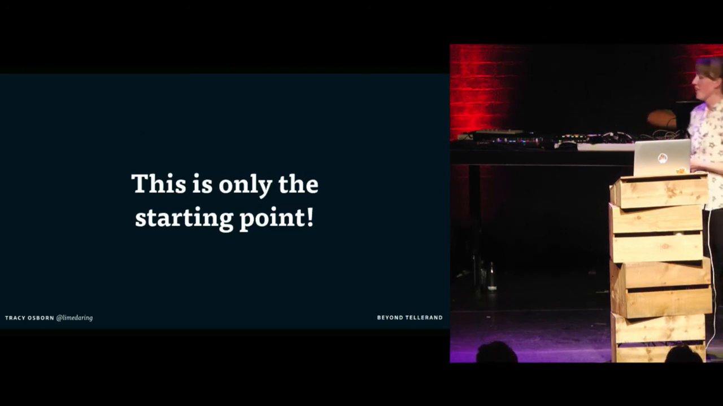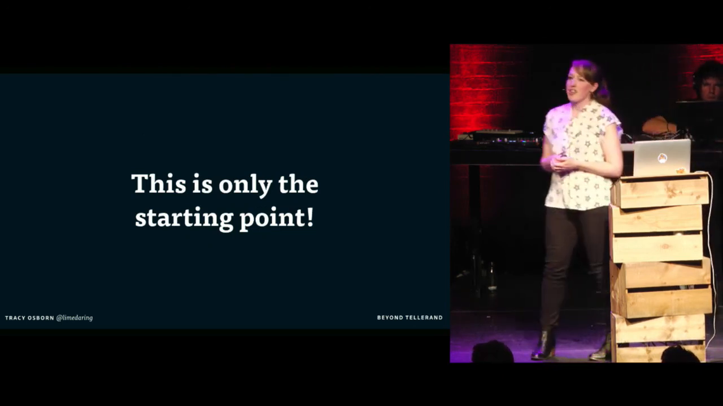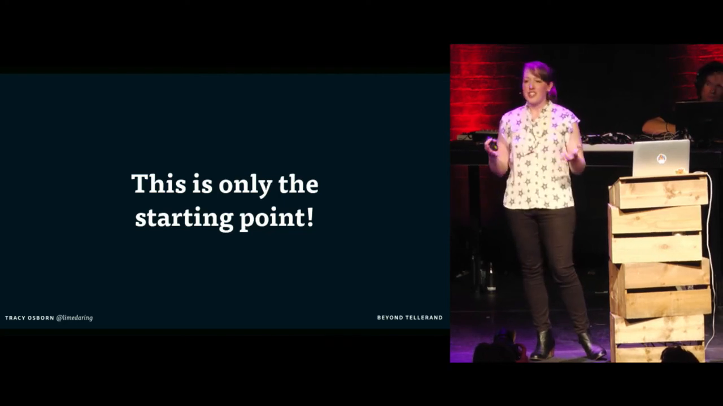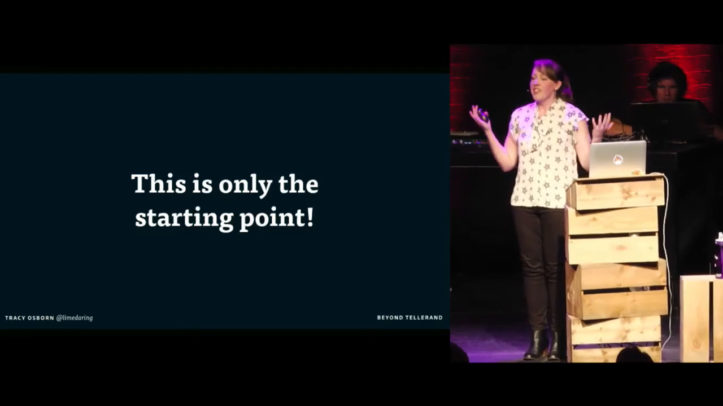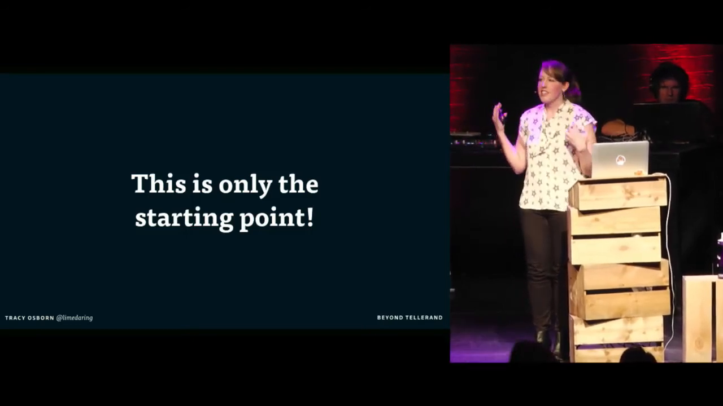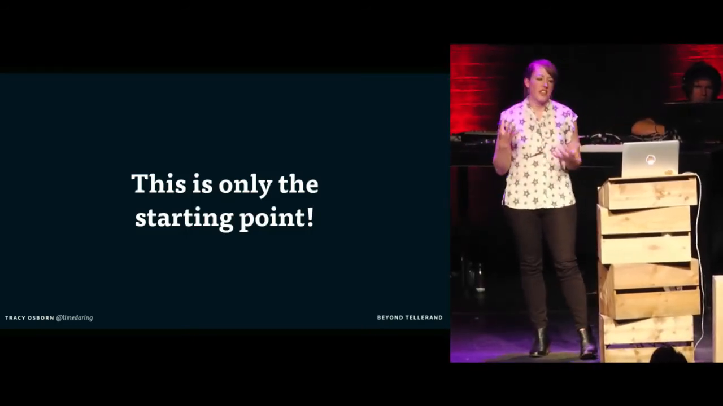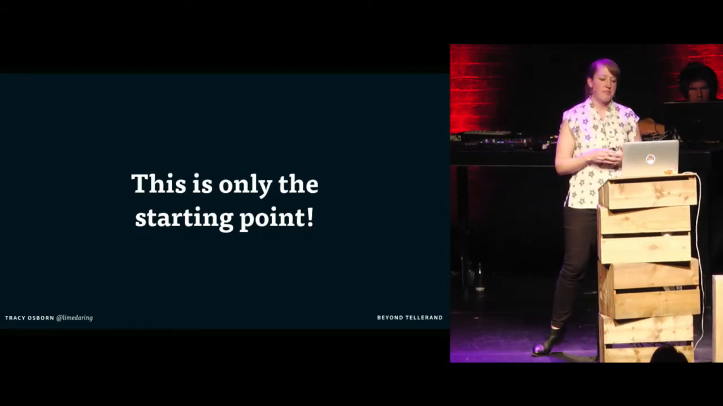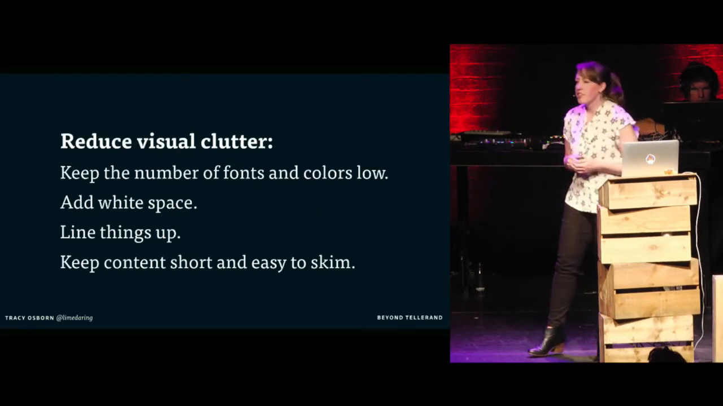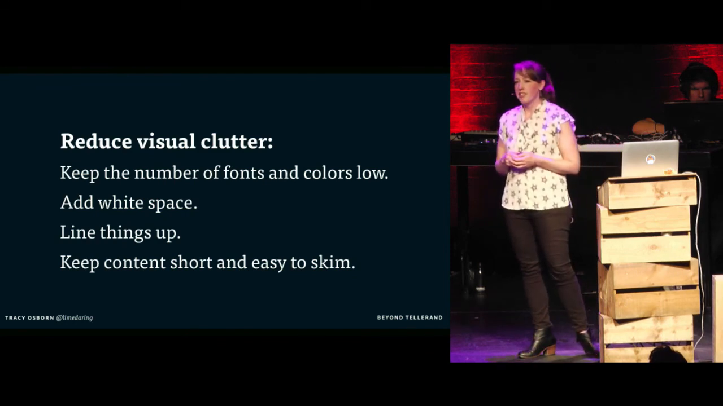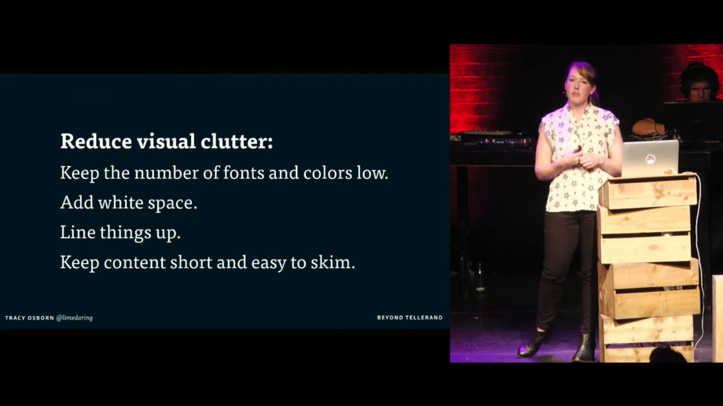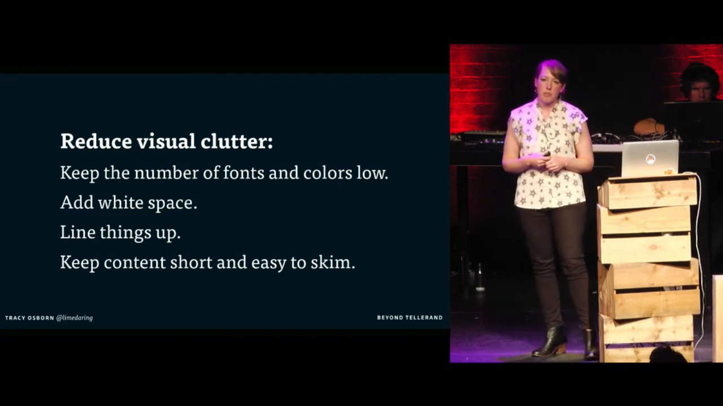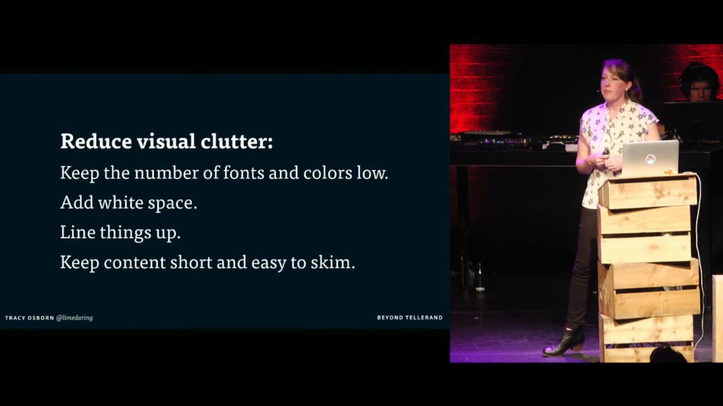This is only the starting point. I tried to add a lot of recommendations and a lot of different things to remember. But this is the point where you have to go out and do design and work on what we've gone over. The things to remember is to reduce visual clutter. When you want to make a better visual design, reduce clutter. And you can do that by keeping the number of fonts and colors low, adding white space, lining things up, and keeping your content short and easy to skim.